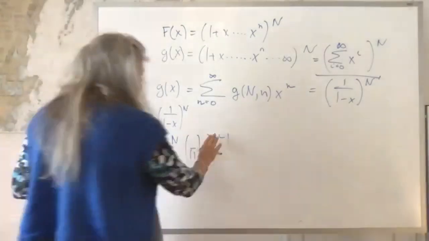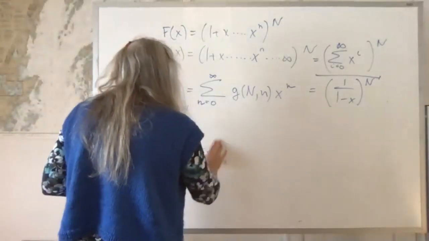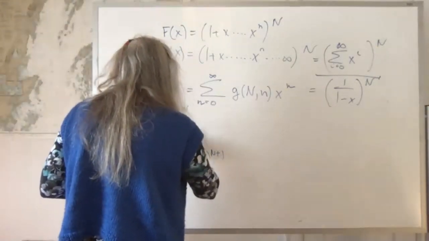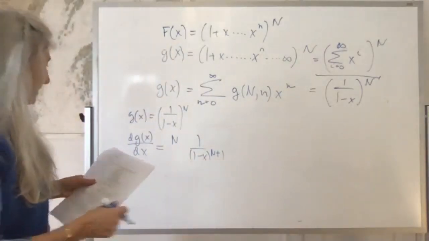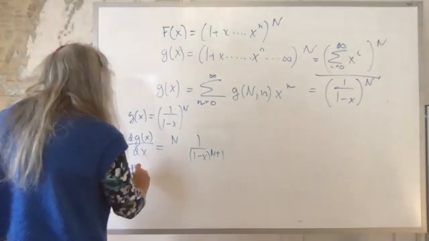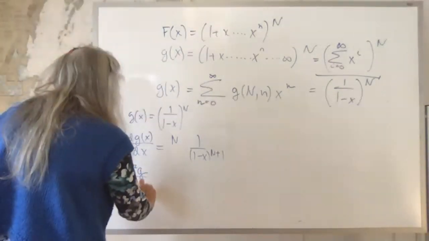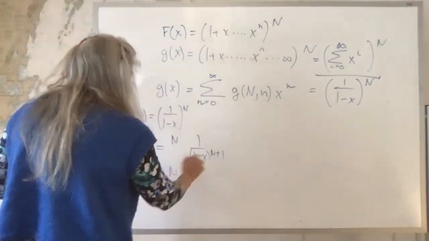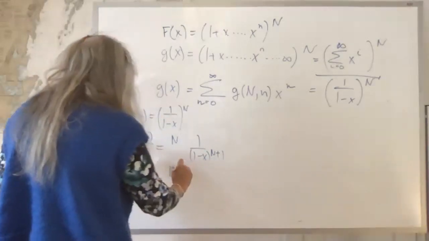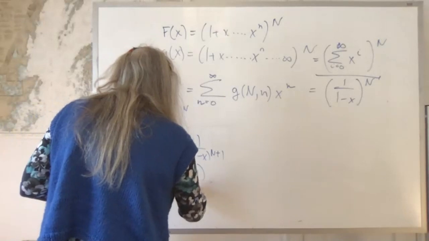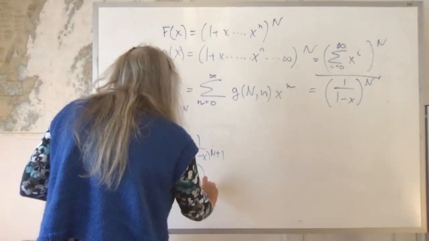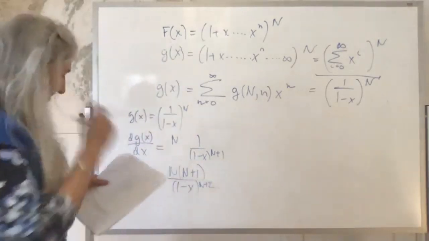Wait, that's not right. It's n plus 1, right? And the minus sign goes away because there's a minus x there. Now I can take the second derivative of it. I have n, and I have n plus 1, over 1 minus x to the n plus 2. And we can keep doing this.